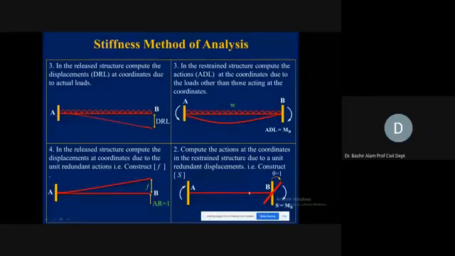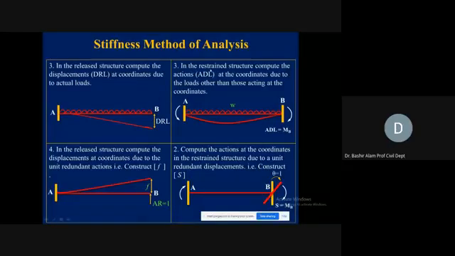Process is the same. लेकिन फ्लेक्सिबिलिटी में हम क्या करते थे, हम DRL मैट्रिक्स जनरेट करते थे. वहां पे हम डिस्प्लेसमेंट्स में हम थे इंटरेस्टेड. यहाँ पे आप क्या करेंगे, हम एक्शंस जो है ना वो फाइंड आउट करेंगे इन ऑर्डर टू क्रिएट द ADL मैट्रिक्स. So in the release structure compute the displacement which is DRL at coordinates due to actual loads. ये क्या था करस्पॉन्डिंग, अगर आप AR का देख लें तो यही डिस्प्लेसमेंट हम कैलकुलेट करते हैं.